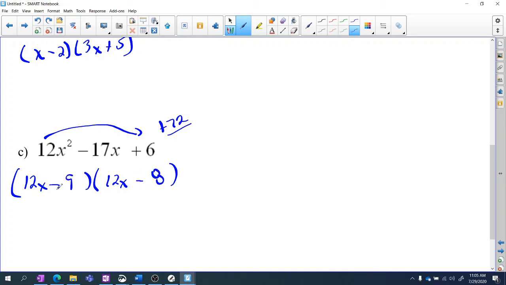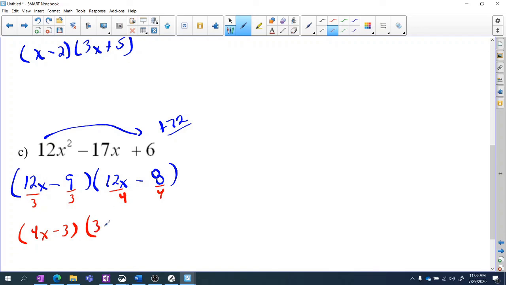And that would work because if you multiply two negatives together, you'll get your positive 72 that you need. And if you add those two negatives, you'll get your negative 17 you need in front. So here's an example where if you look at these brackets, the first one is divisible, both of them by 3, and the second one, they're both divisible by 4. So I have to divide both brackets out. 12 divided by 3 is 4x, 9 divided by 3 is 3.